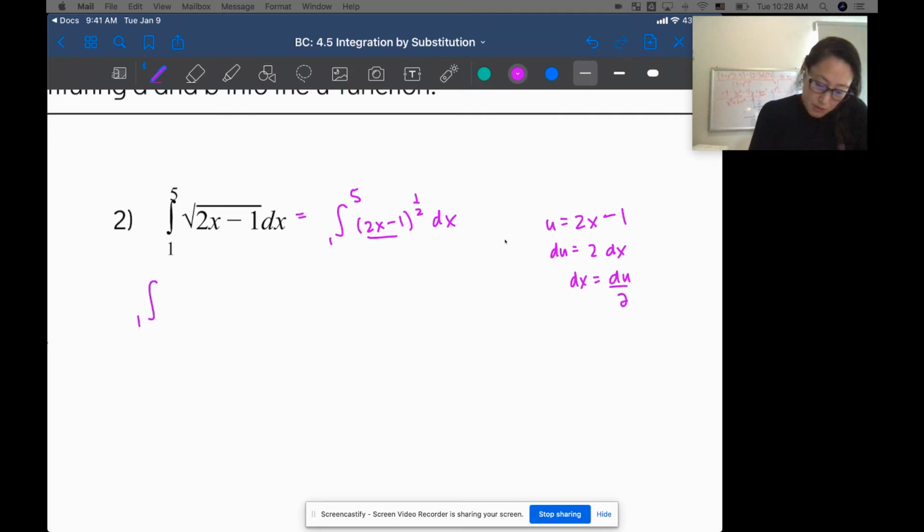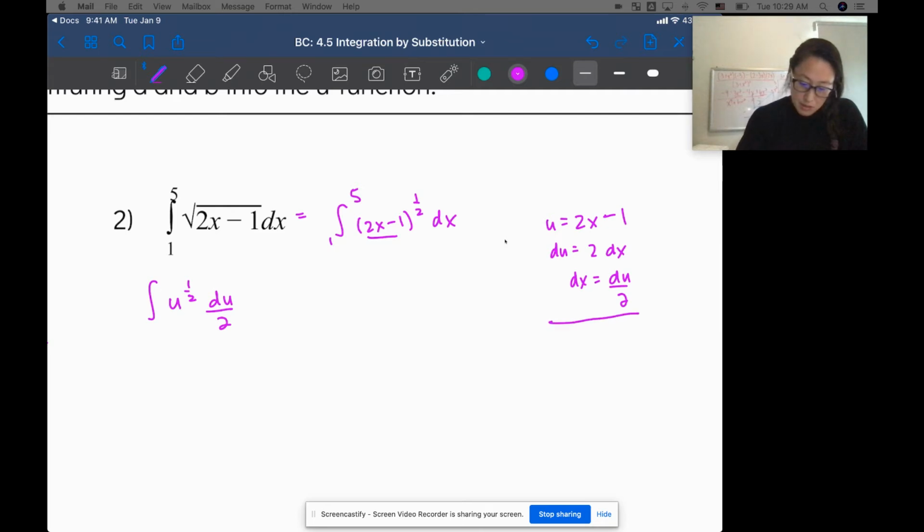So we're taking the integral from 1 to 5. Oh, wait. Okay, let's try that again. We're going to change out the 2x minus 1 with a u to the 1/2 power. Our dx becomes du over 2. The divide by 2 is just a scalar, so we can just move it out to the front.